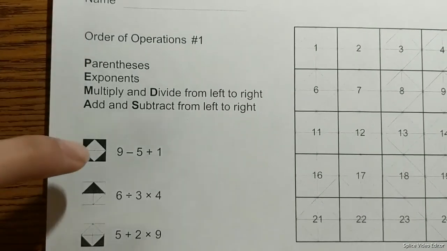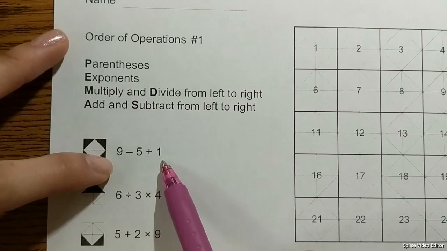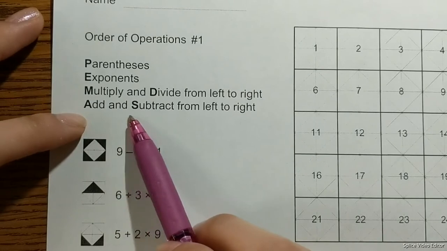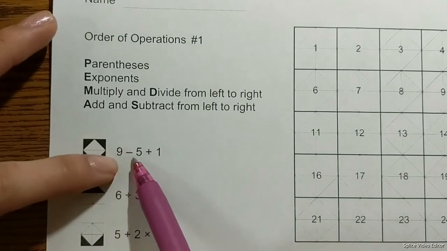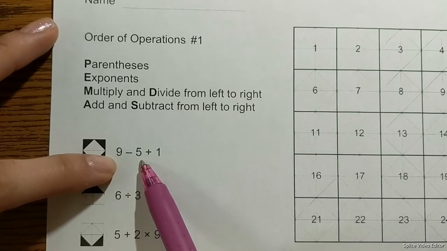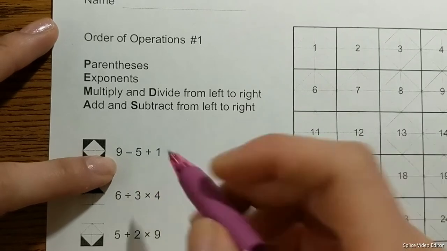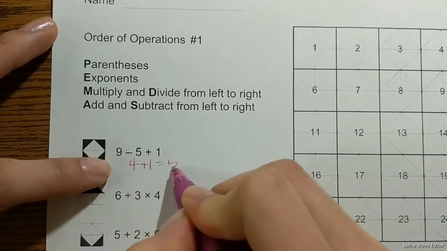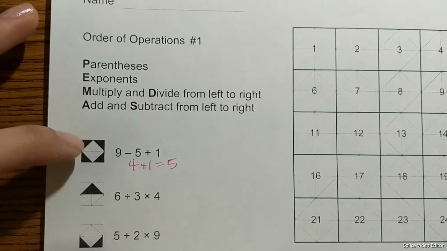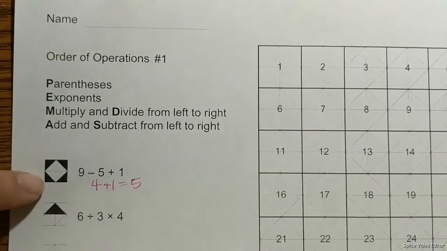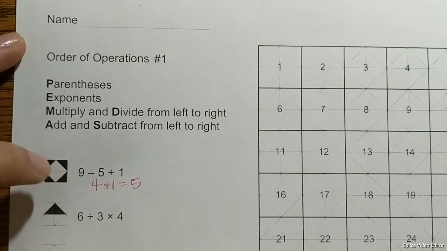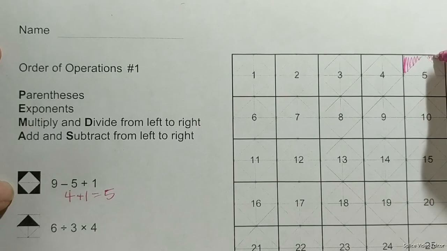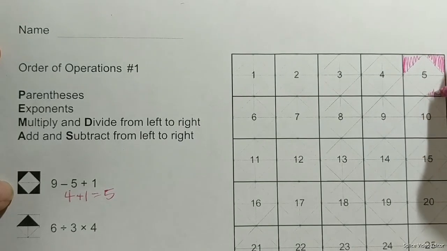So we have this problem here, 9 minus 5 plus 1. So we have both addition and subtraction. So we're on this line here. And so we're just going to go left to right. So 9 minus 5, that's 4, plus 1. So here, I'll write it here. This is going to become 4 plus 1, which equals 5. So on the number 5 here, you're going to color this entire square the way that this is shaded. So that means I have to color the outer triangles like so.